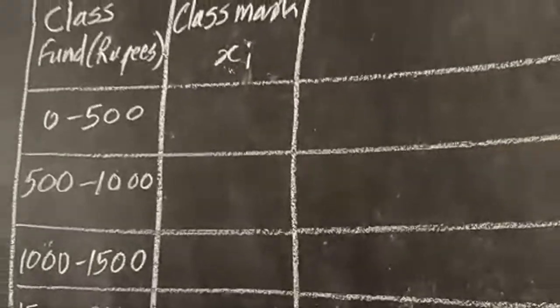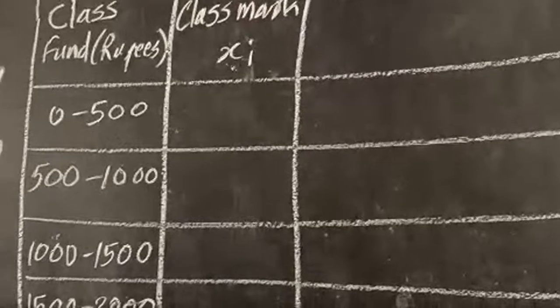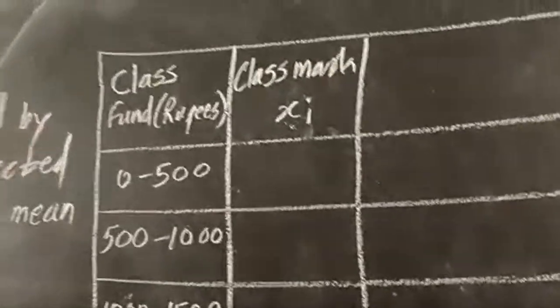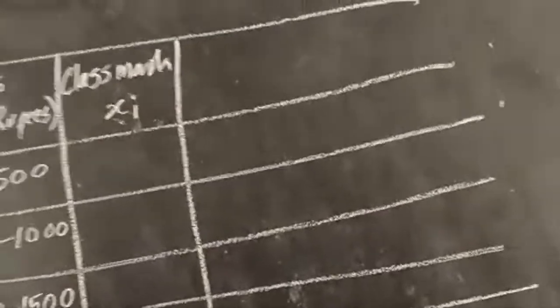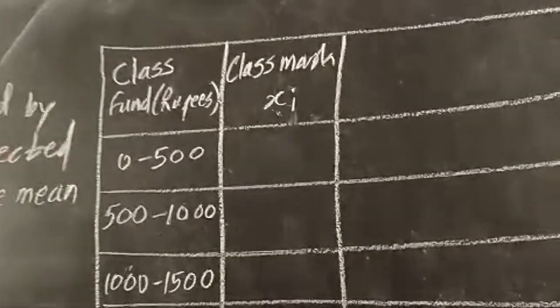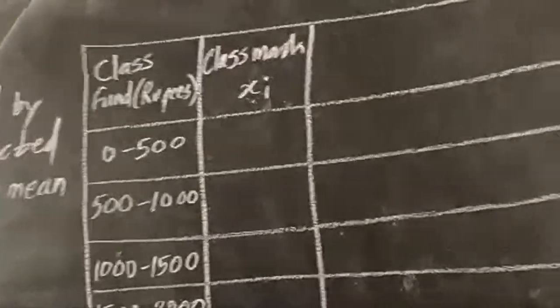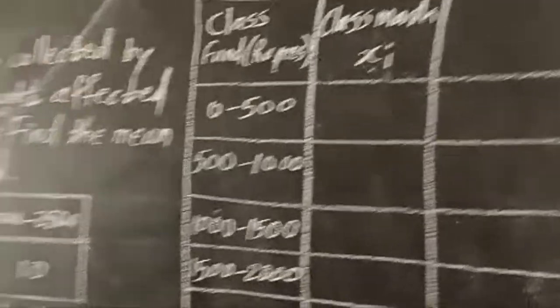First method is class mark is equal to lower class limit plus upper class limit divided by 2. By applying that formula we can get class mark.